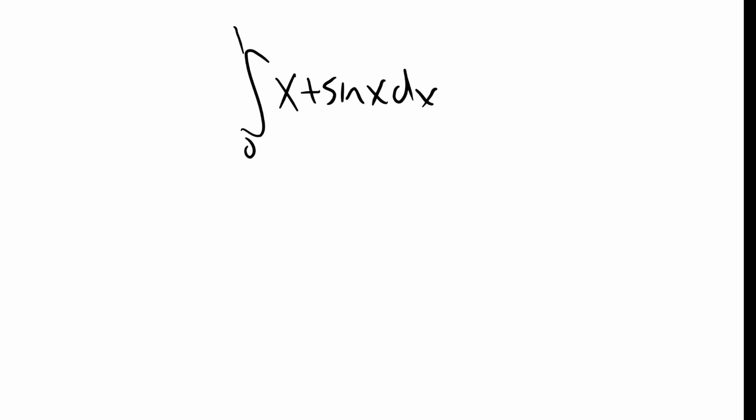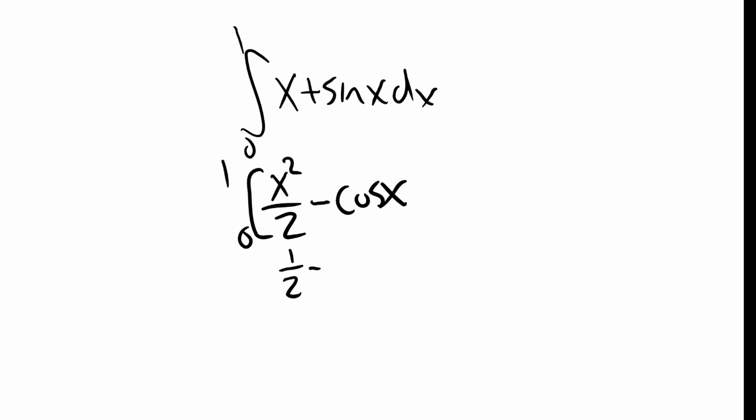Okay, so if we take the antiderivative of this, we get x squared over 2 minus cosine of x. We'd plug in our bounds, 0 and 1, and we get 1/2 minus cosine of 1. And we divide by the width of the interval. In this case, the width of the interval is 1. And this is all this section is.